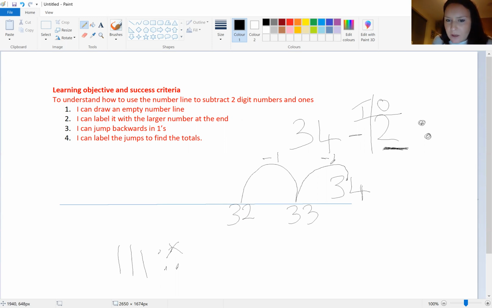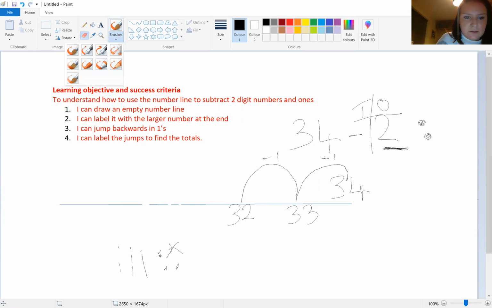Remember as well that when you are writing your numbers, make sure you do it right underneath the jump. Otherwise, we might not get the correct answer. If we end up writing the number in the middle of the jump, we won't necessarily get the right one. Okay, let's just clear this.